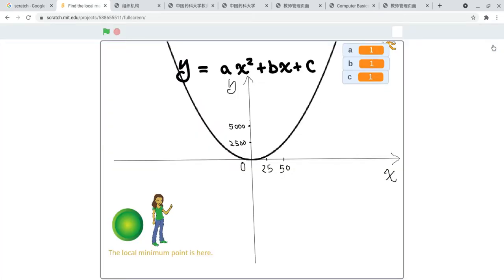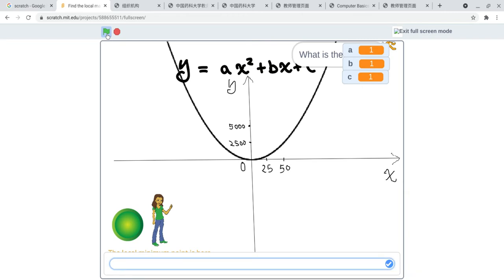Okay, here we got a project. This is done by me. So this project is actually something mathematical. I want you to try it. So firstly, you need to input the value of a, b, c, which are the coefficients of the quadratic function.